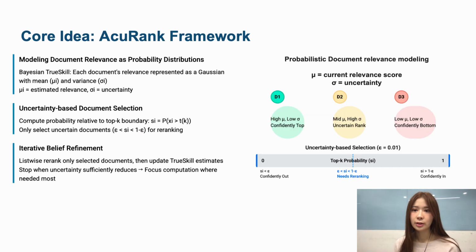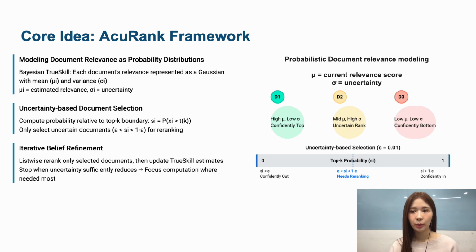Therefore, we propose AcuRank. AcuRank models each document's relevance as a Gaussian distribution with mu as the current score and sigma as the uncertainty, using a Bayesian TrueSkill view. We estimate the probability that a document belongs in the top K and only send the uncertain borderline documents to the LLM. After each pass, we update beliefs and repeat, so compute is focused where it is needed most.